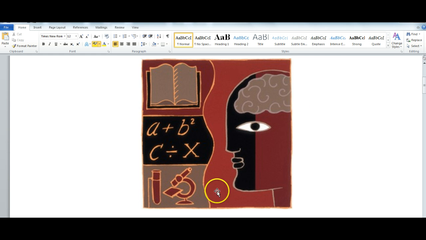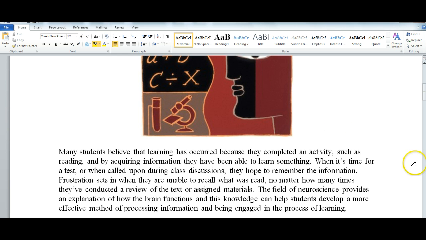And so they give me a little graphic, and it kind of just shows me a little bit of a brain, and some learning things, a formula from math, etc. And so when I begin, I'll see that I know an introduction is always kind of an attention getter, just a general kind of idea to get me involved. And I might just glance at it: many students believe that learning has occurred because they completed an activity, such as reading, and by acquiring information, they're able to learn something.